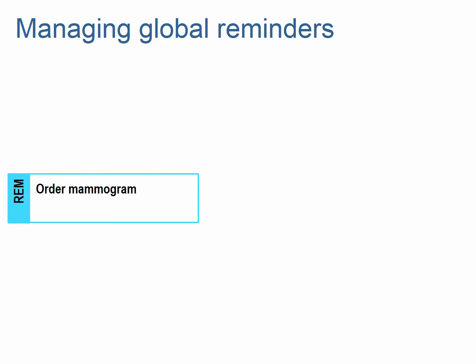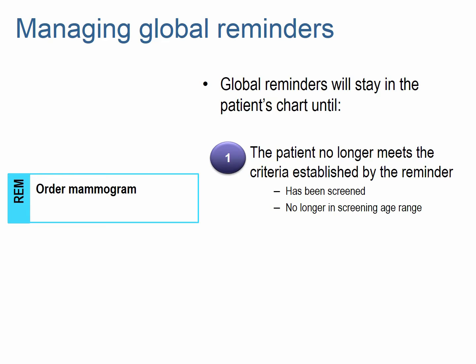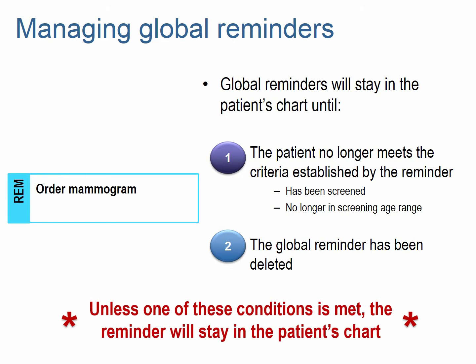But what happens to a reminder once it's in there? A key point to remember is that there are only two ways to get rid of a reminder from a patient's chart. The first way is if a patient's information changes so that they no longer meet the criteria of the reminder. This will happen if they get a screening test done and the results are correctly entered into the system. It will also happen if the patient reaches an age where they are no longer eligible for screening. The second way to remove a reminder is to delete the global reminder. But this will remove the reminder for all patients.